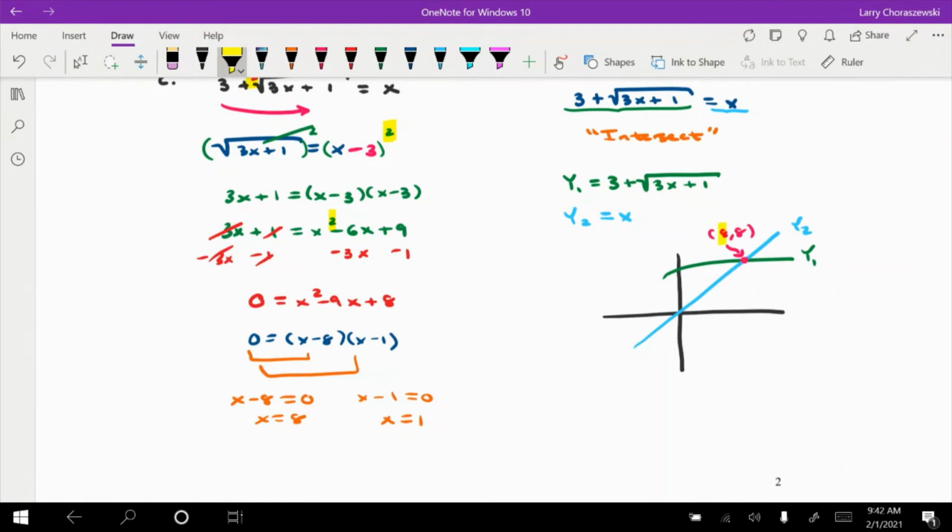Okay, the x coordinate is our answer. And over here on the left, x equals 8 is good, but x equals 1, I'm going to cross that out and just indicate that it's extraneous.